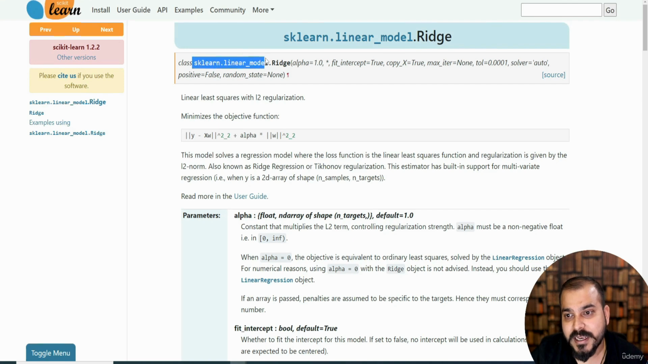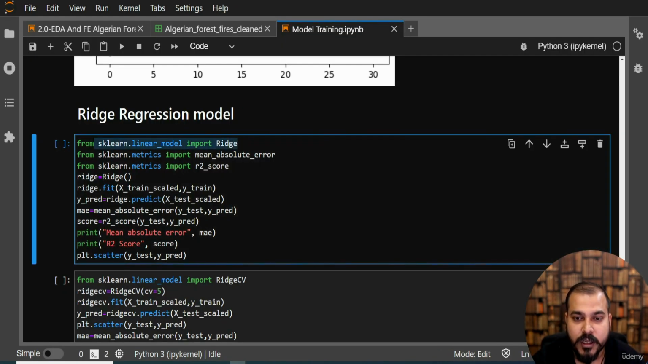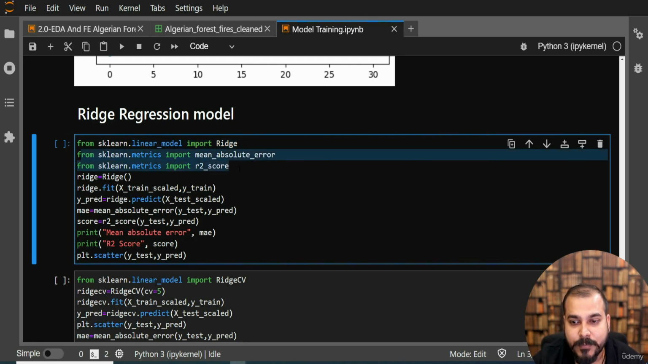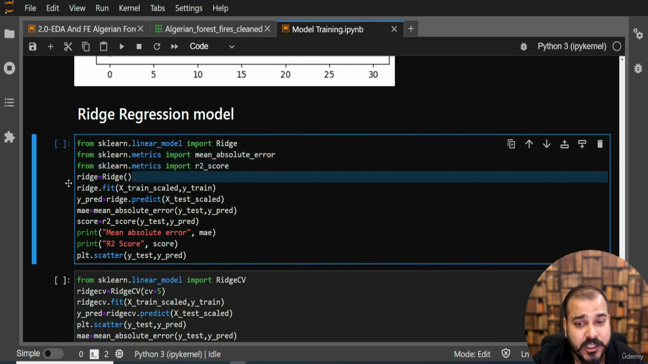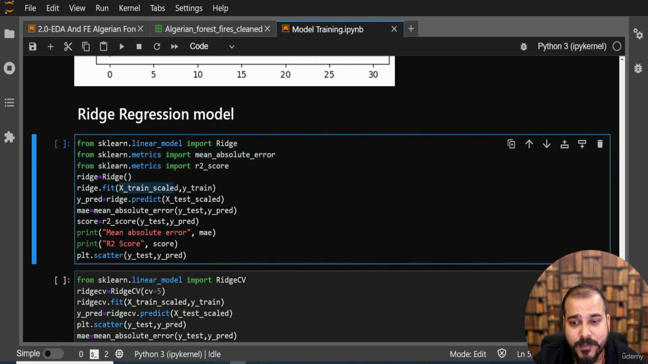So from sklearn.linear_model, we'll apply Ridge. Here you can see from sklearn.linear_model we import Ridge, and we also import mean absolute error and R2 score. You can also go ahead with mean squared error and all. Then we initialize Ridge, do fit_transform on X train scaled and Y train, and then do the prediction on the X test. Finally, we get Y pred, and then we calculate the mean absolute error, R2 score, and all these things.